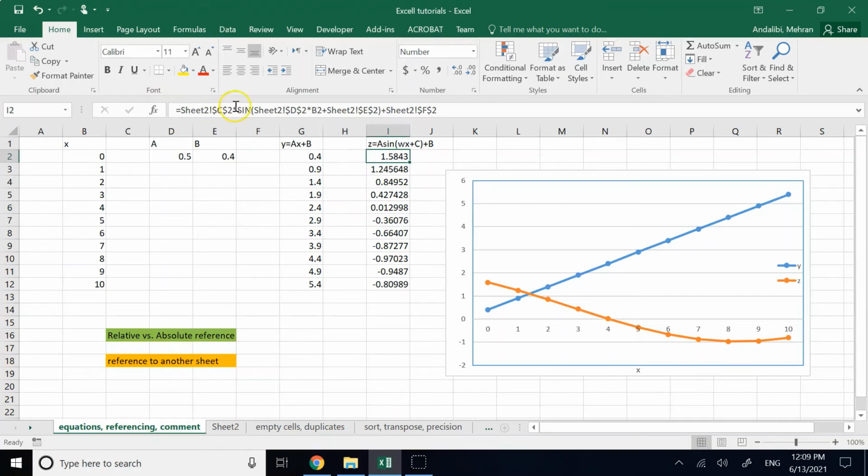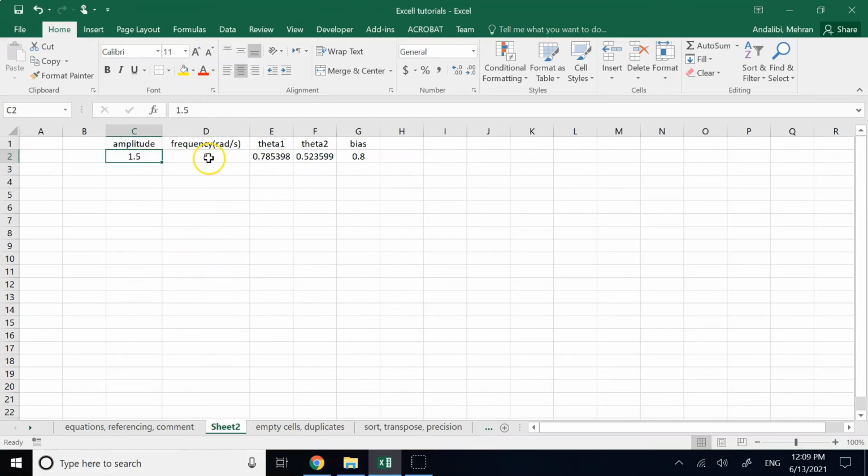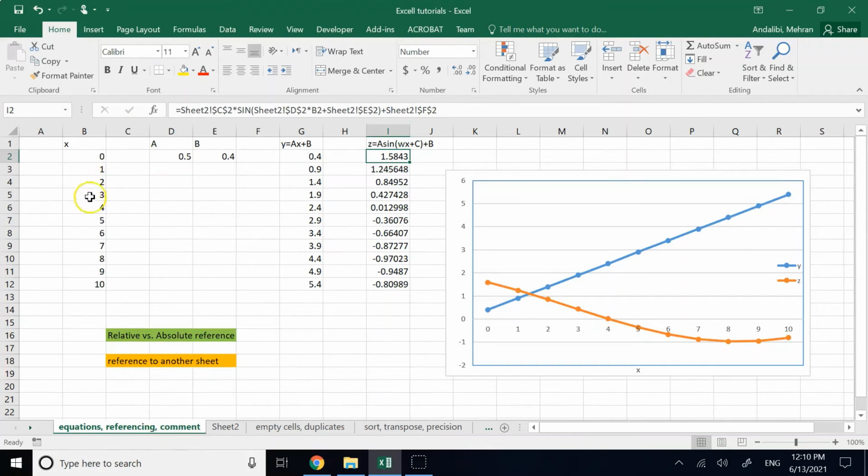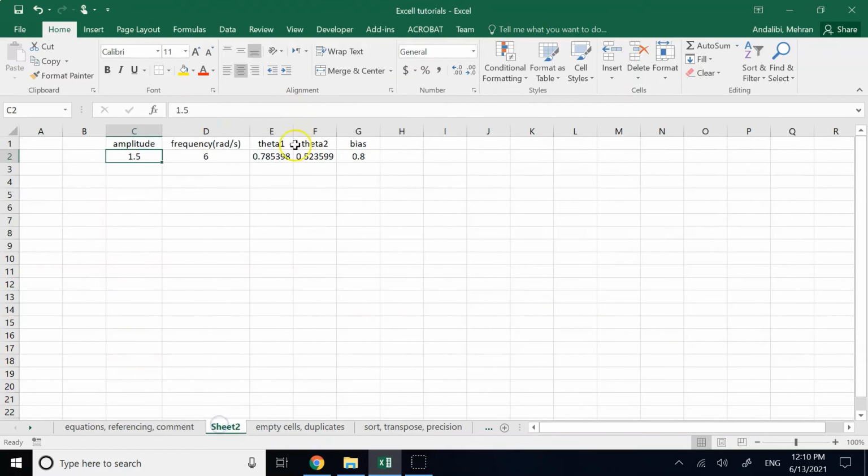And then times sine of, there is the built-in function in Excel called sin, for which the input is in radians. So here it is treating these x values as radians, not degrees. And then again, you see sheet 2 D2 times B2. So sheet 2 D2 means what? Means the frequency times B2. Now that B2 does not have any sheet in it. So they are coming from B2 of this sheet. Plus again, sheet 2 E2 and then sheet 2 F2. So then you add the phase and the bias to it.